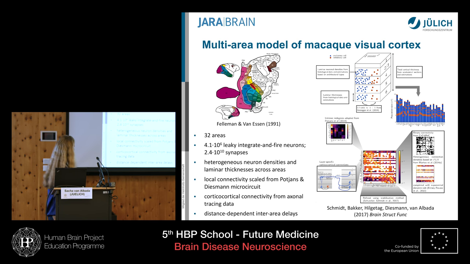But what we preserve relative to this microcircuit model is the relative in-degrees. So in-degrees are the numbers of incoming synapses per neuron for each pair of populations. The cortical-cortical connectivity is based on axonal tracing data. And we have distance-dependent inter-area delays. And also, all the neurons receive an external Poisson drive to account for the parts of the brain that we are not explicitly modeling.